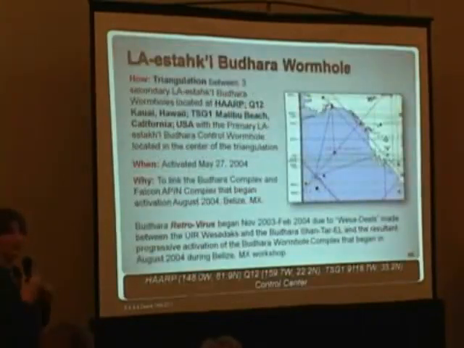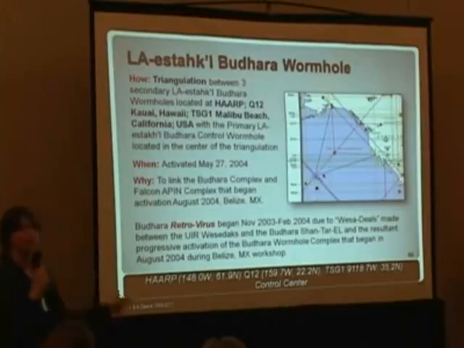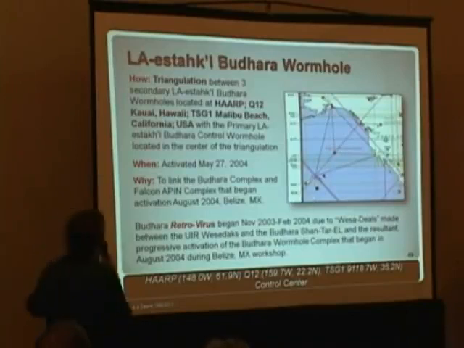So here's another wormhole. This one is called the Leistaki Budhara wormhole. So now we're coming forward in time. This is about 2004. So how was this Leistaki Budhara wormhole done?